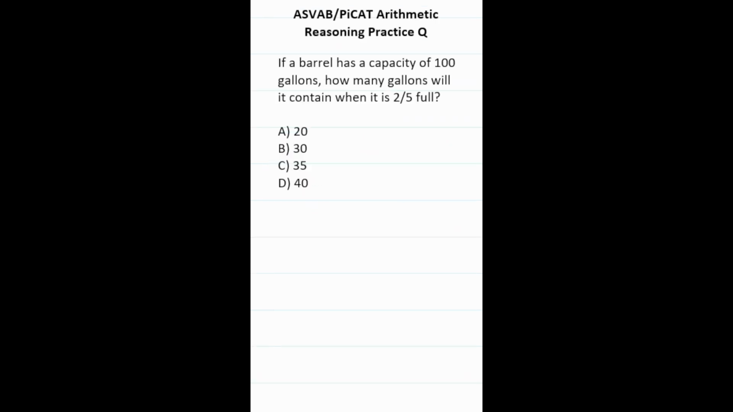This ASVAB PiCAT Arithmetic Reasoning Practice Test question says, if a barrel has a capacity of 100 gallons, how many gallons will it contain when it is 2 fifths full? So we're going to take 100 gallons and multiply it by 2 fifths. Of course, to make this math a lot easier to do, let's place 100 over 1 so we can cross reduce. 5 goes into 5 one time, 5 goes into 100 20 times. This is 20 over 1.